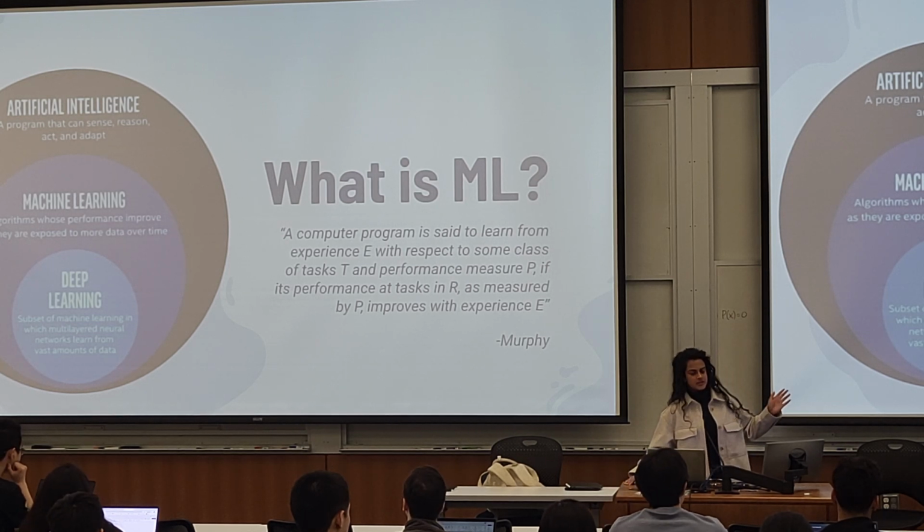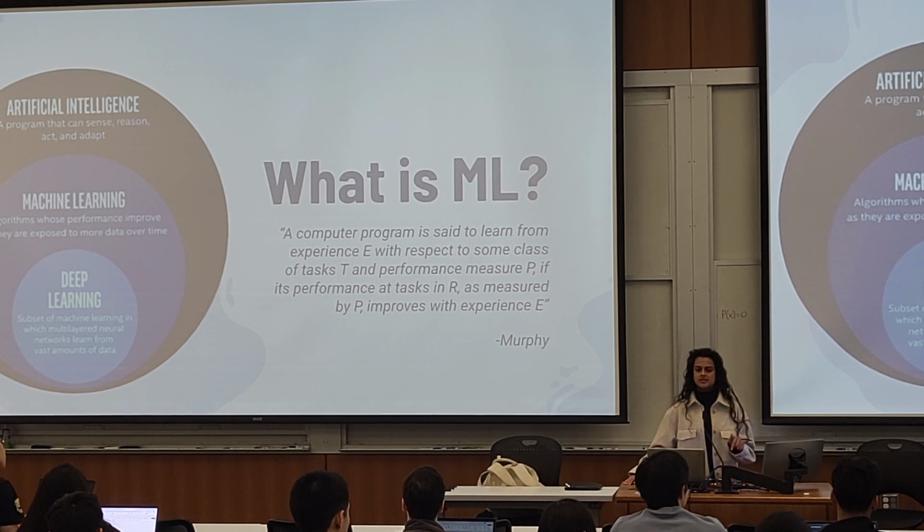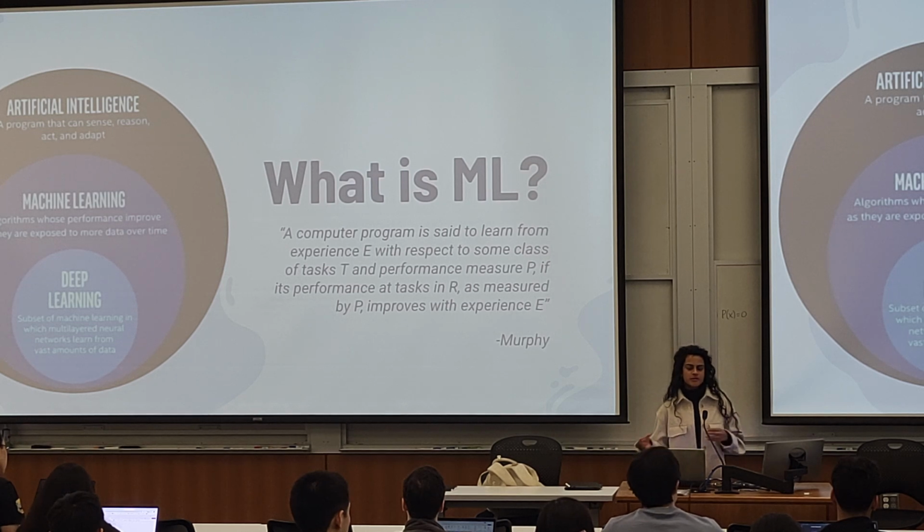And this is an official definition from this textbook, which I'll add to the Discord because it's pretty good. But basically, it's talking about whether the computer can learn from experience, so over time, or through the number of runs it does on the data set, to be able to have better performance on those tasks.